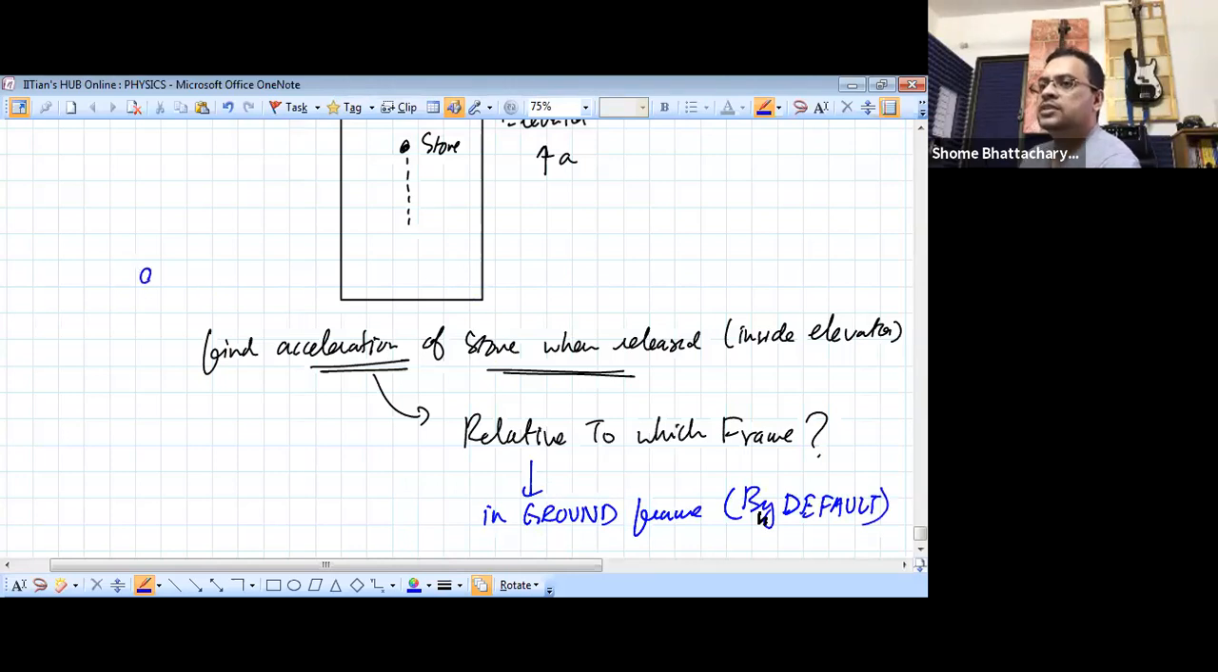So there is somebody else standing on the ground over here. He's at rest on the ground. Let's say he's the observer E, and there's another guy inside the elevator.